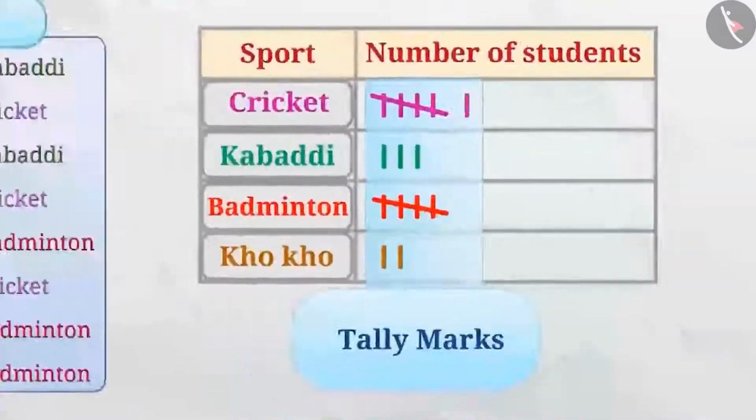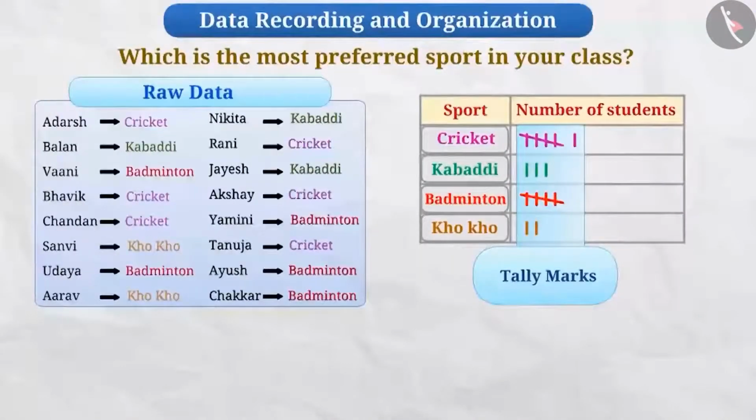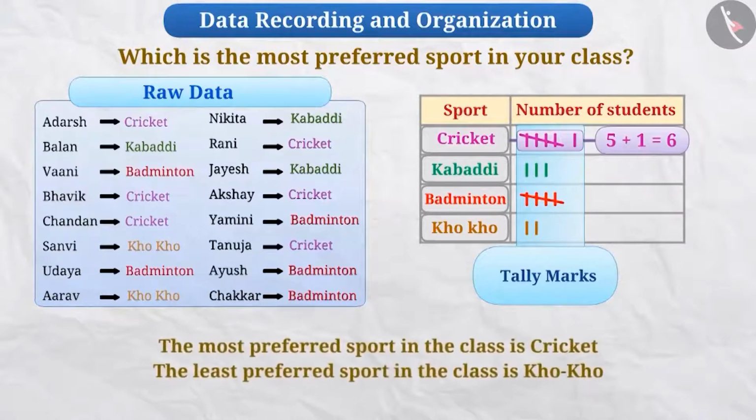Now, can you tell which is the preferred sport? Think for a while. Here the maximum number of tally marks are at this point, and the count is 5 plus 1 is equal to 6. Thus, cricket has the most tally marks. So, we come to the conclusion that the most preferred sport in the class is cricket. Similarly, we can draw several conclusions. For example, the least preferred sport here is Kho-Kho.